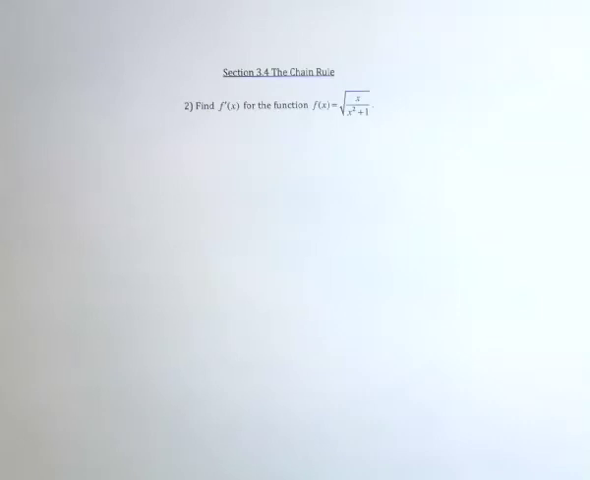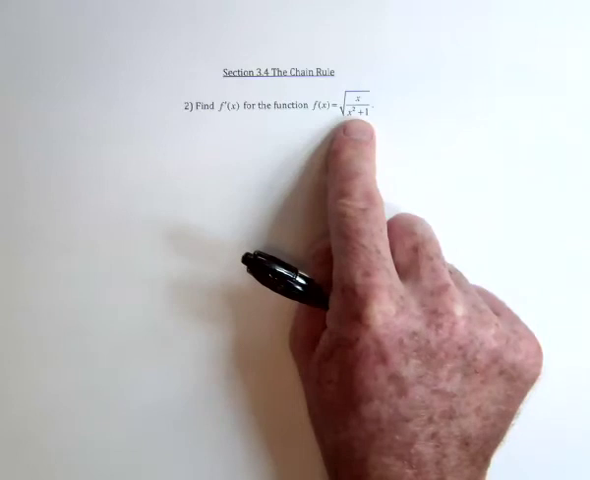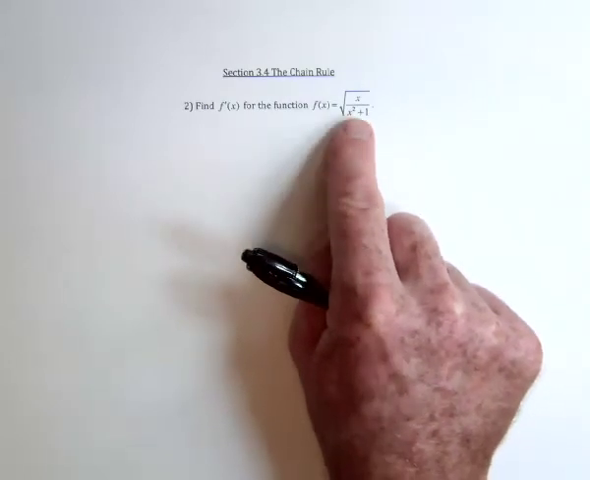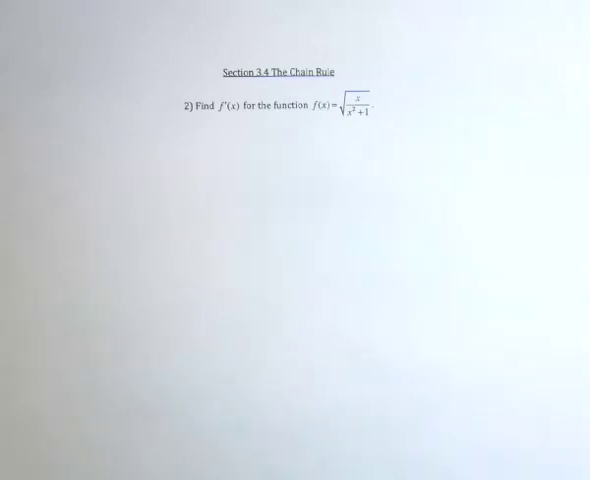So this one looks like it's going to be pretty interesting because it's got this rational function. So we're going to have to use the quotient rule. And then the rational function is also substituted inside a square root function, so we'll need to use the chain rule as well.